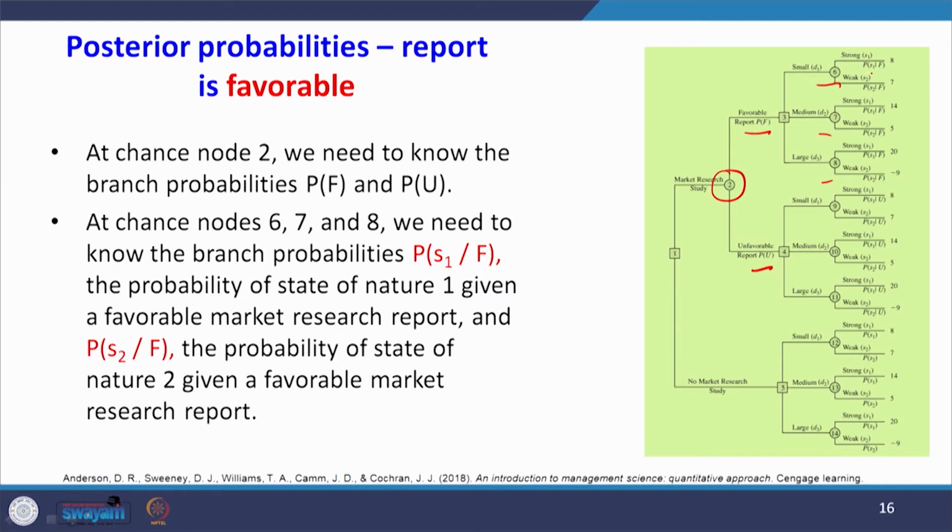P of S1 given F. Here it is a conditional probability. What is the interpretation of P of S1 given F? If the report is favorable, what is the probability that the demand will be strong? Similarly, P of S2 given F, what is the meaning? If the report is favorable, what is the probability of getting weaker demand?